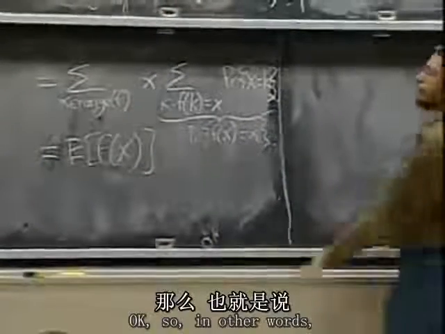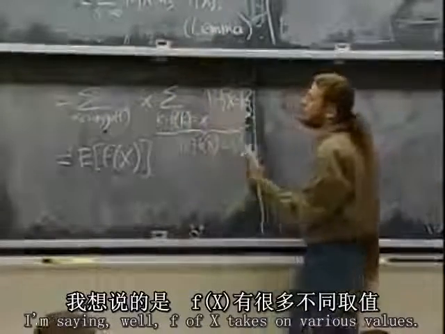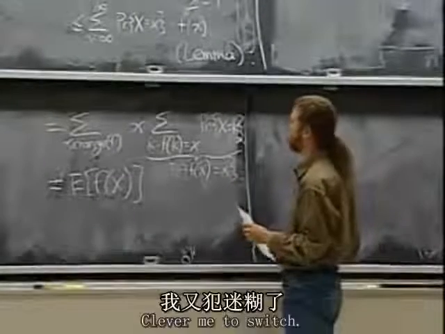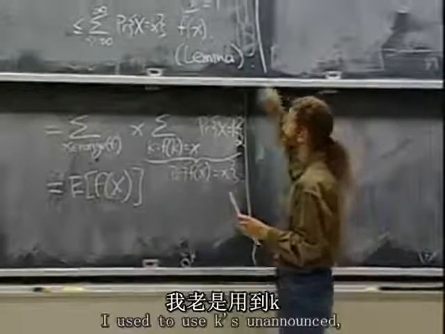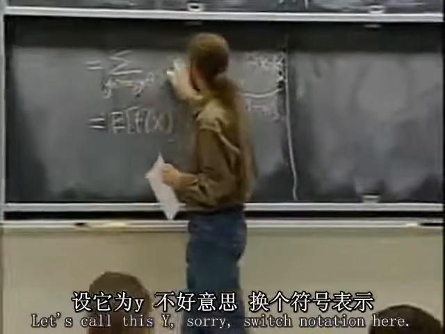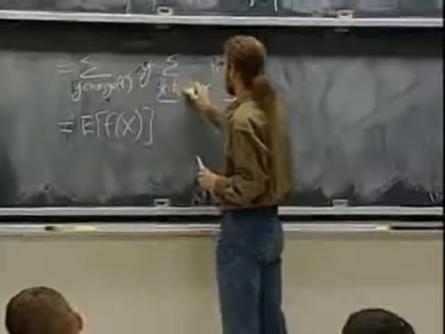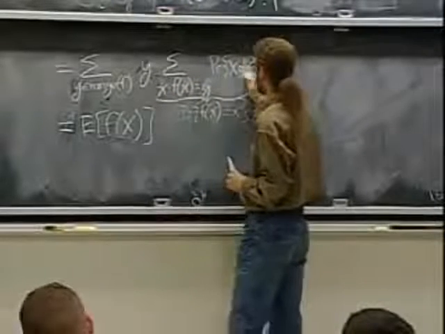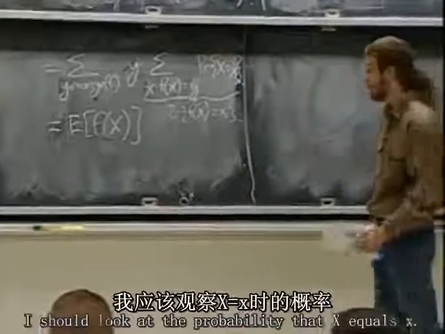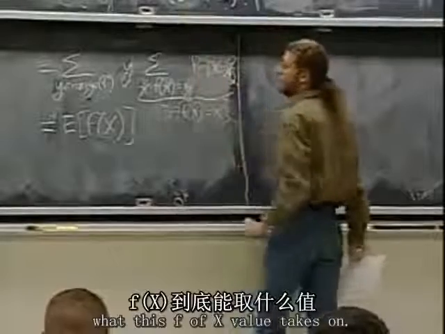So in other words, I'm grouping the terms in a particular way. I'm saying, well, f of X takes on various values. Clever of me to switch. I used to use k's in the notes, so I better call this something else. Let's call this y. Sorry, switch notation here. Makes sense. I should look at the probability that X equals x. So what I really care about is what value f of X takes on. Let's just call it y.